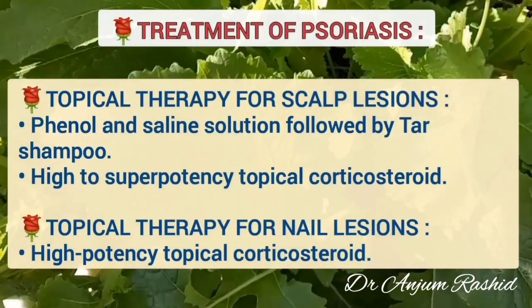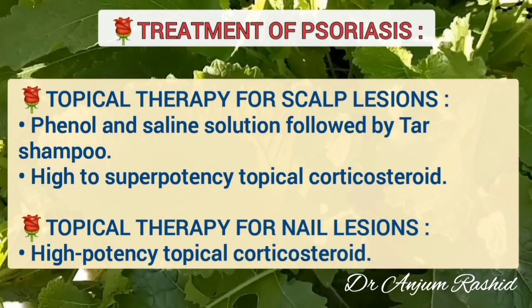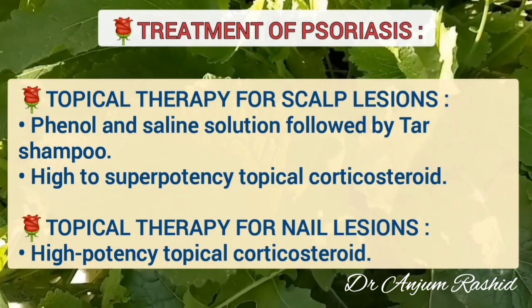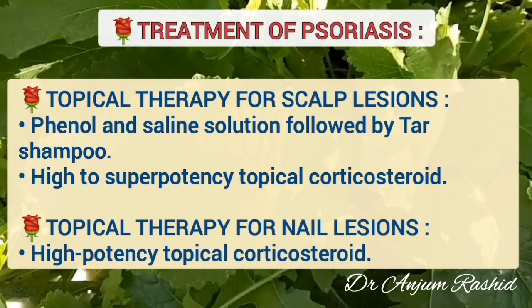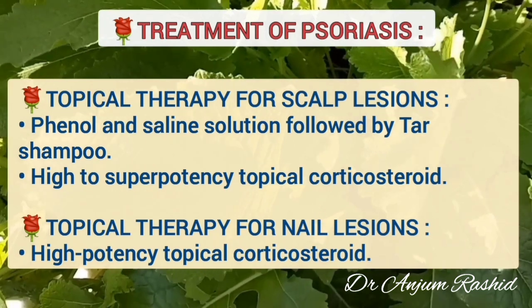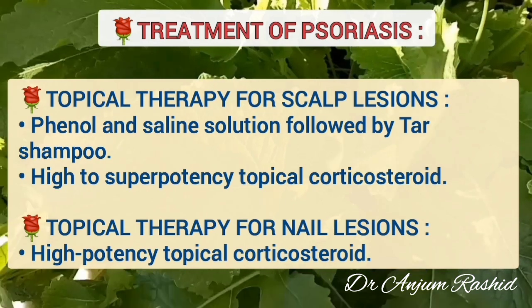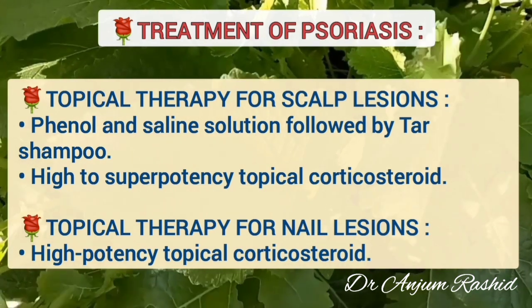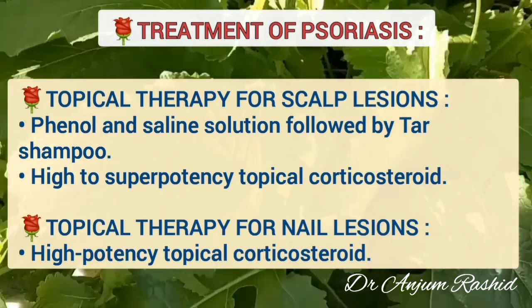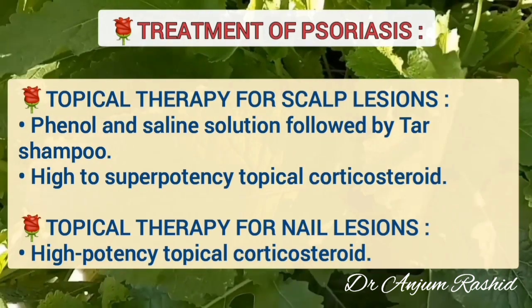Topical therapy for scalp lesion. First, phenol and saline solution is applied to the scalp to loosen the scales. This is followed by washing with tar shampoo. High to superpotency topical corticosteroid is also used. Topical therapy for nail lesion include only high potency topical corticosteroids.